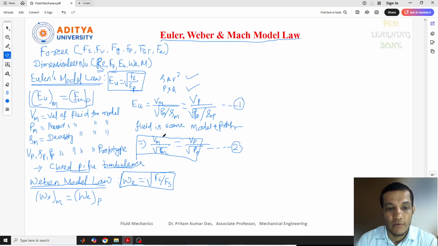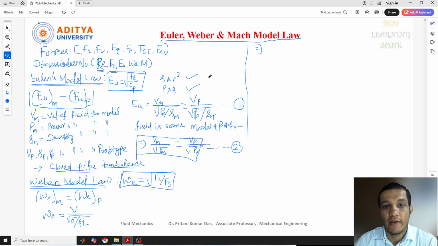So for that case also we have solved this one, and we found the Weber number equal to V by root over of sigma by rho into L. We got that one actually. So now we need to equalize this equation for the model and the prototype. Again, let me write the equation here so that we can understand. We need to consider the Weber number for both the model and the prototype.